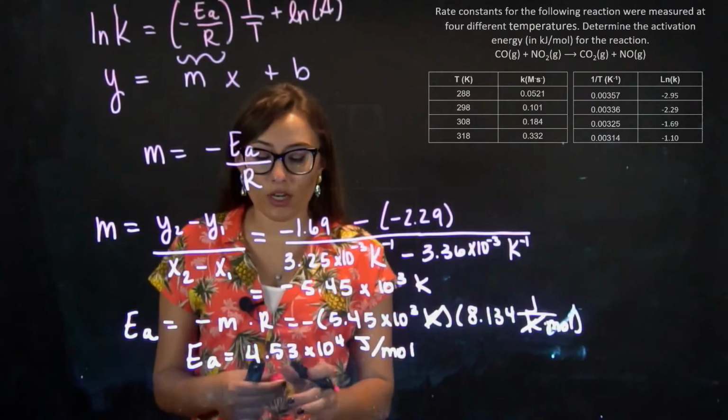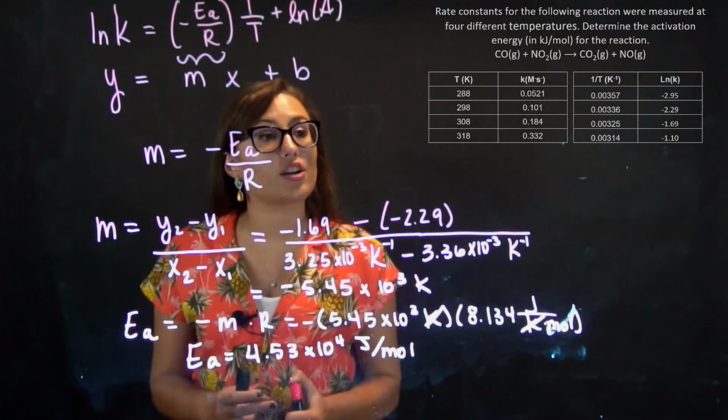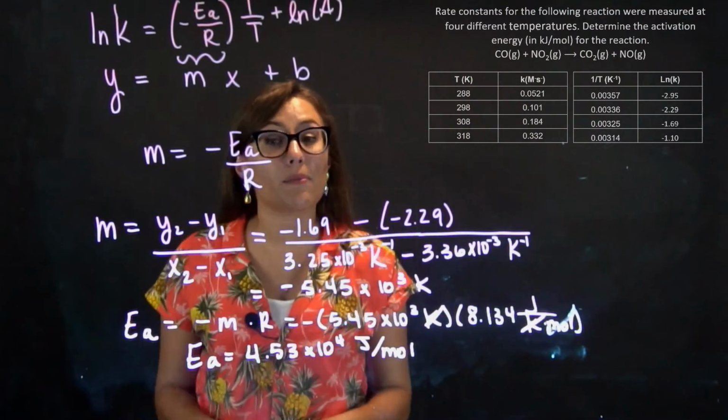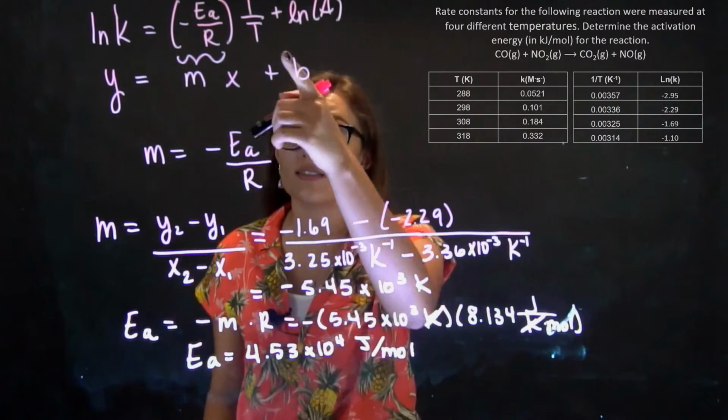Make sure to always remember that if you're looking at how rate constants change in comparison to a temperature change, to always use the Arrhenius equation.